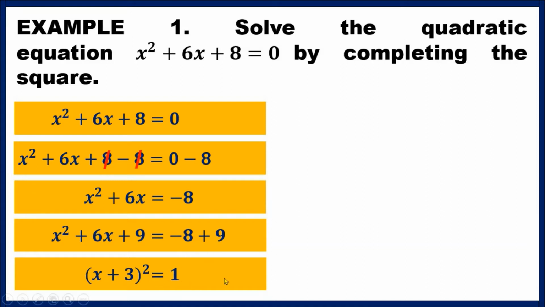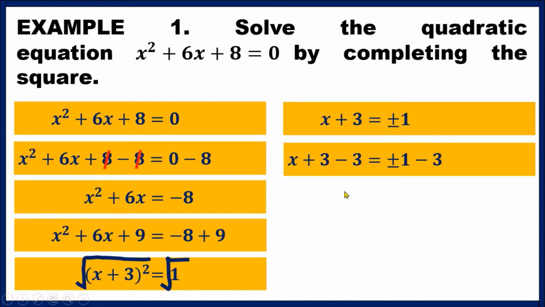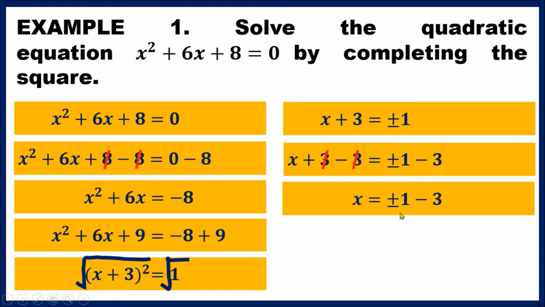Now to remove the square, we extract the roots of both sides. Upon doing that, the result is x plus 3 is equal to the square root of 1, which is positive or negative 1. Now to finally solve for the values of x, we need to isolate the variable x on the left side. So we need to subtract 3 from both sides. Subtracting 3 and 3, that makes 0. X now is equal to positive or negative 1 minus 3.